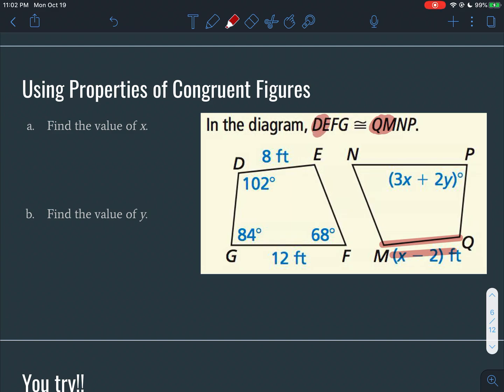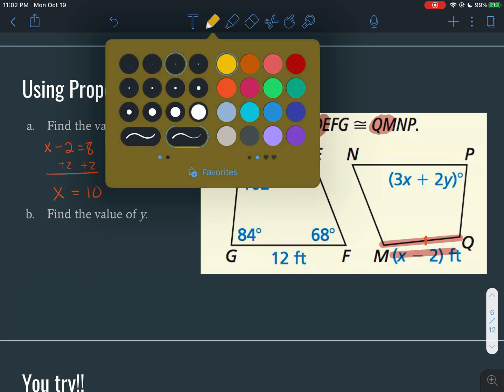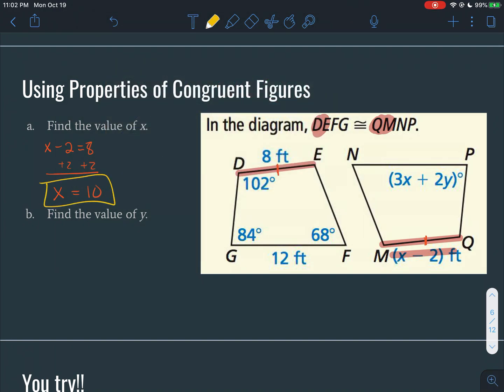Side MQ, that's the first two letters of the second quadrilateral. So it's going to go with the first two letters here. MQ goes with side DE. Okay, those are the same. They are congruent. So x minus 2 equals 8. So I just add 2 to both sides. So x equals 10.